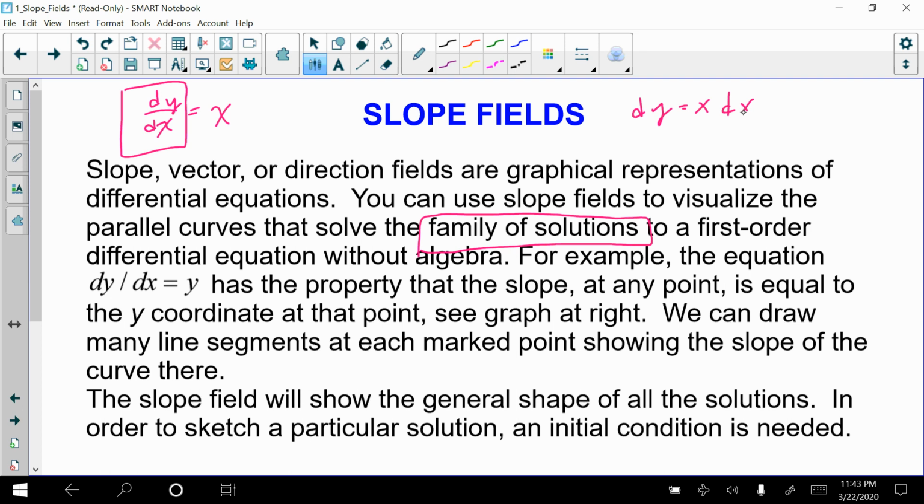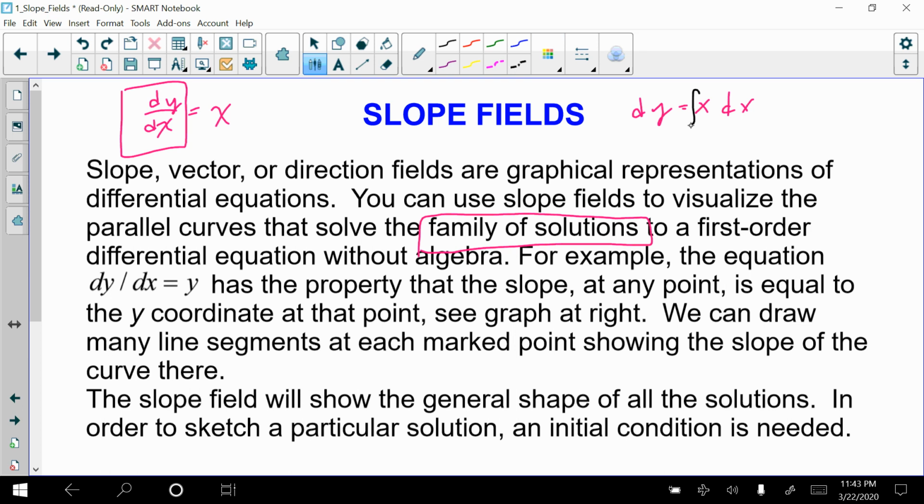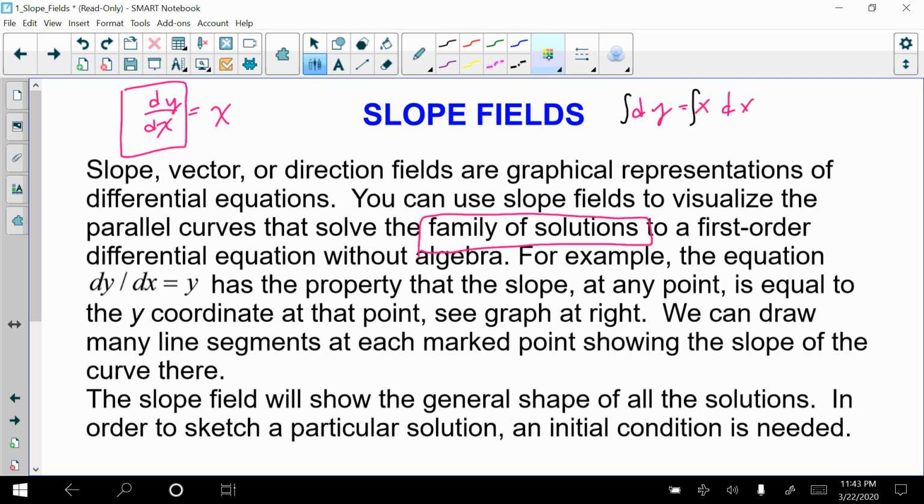Well, what we've done is we've separated the variables. And at this point in the process, what we would do is take the integral of both sides. On the left side, the antiderivative of dy would just be y, and the antiderivative of x would be 1/2 x squared plus c, because we're doing an indefinite integral.